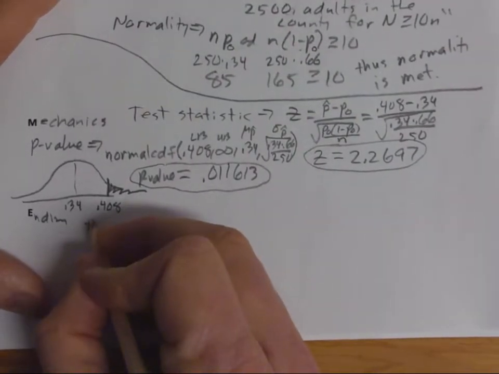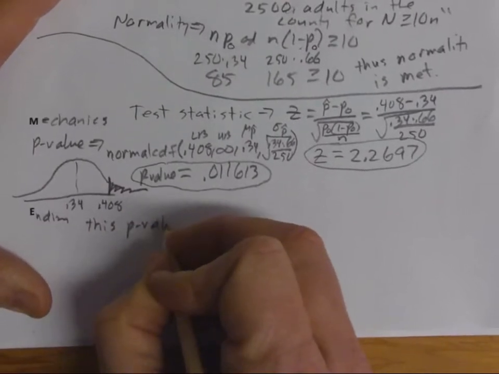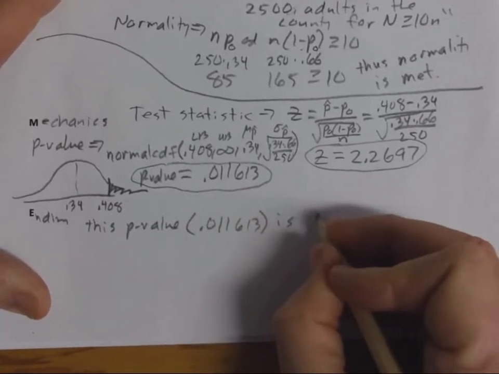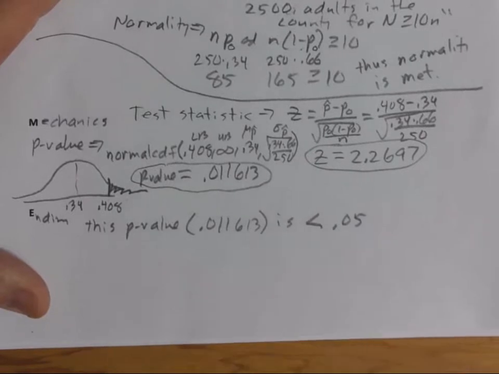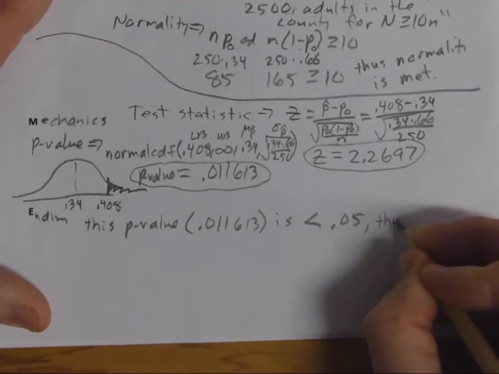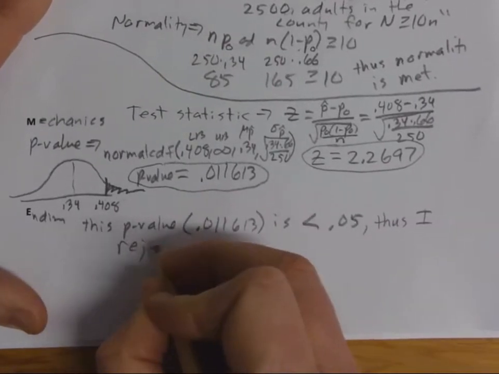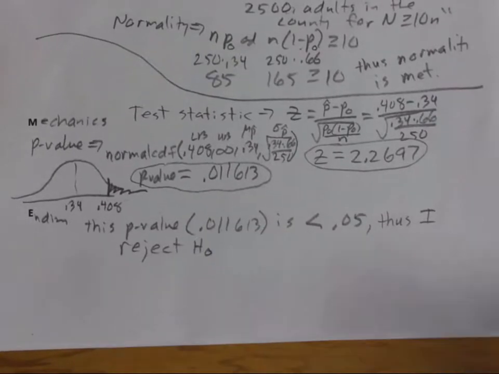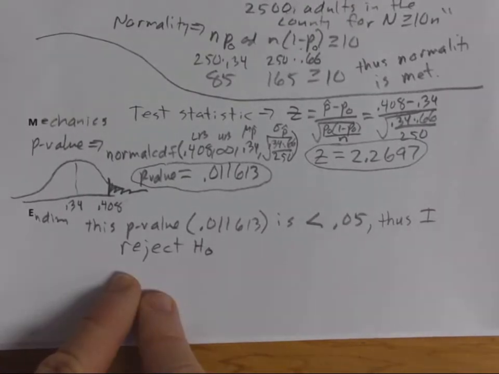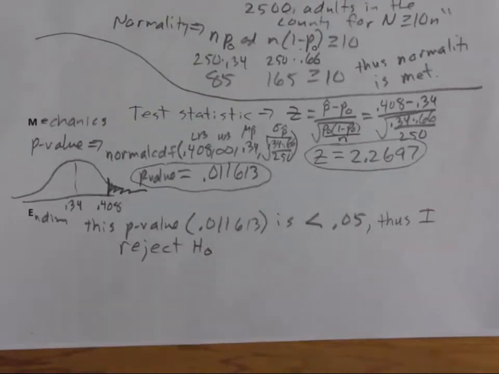You would say this: p-value, and say what it is, 0.011613, is less than 0.05. That is what we use for our alpha if we aren't given one. Thus, I reject the null hypothesis. And you can write it just like that. You have to connect your p-value with the decision to reject or fail to reject. If it had been greater than 0.05, you would fail to reject. If it's exactly equal to 0.05, you could actually go either way, but they would never give you a problem like that right on the border, because it'd be confusing in that regard.